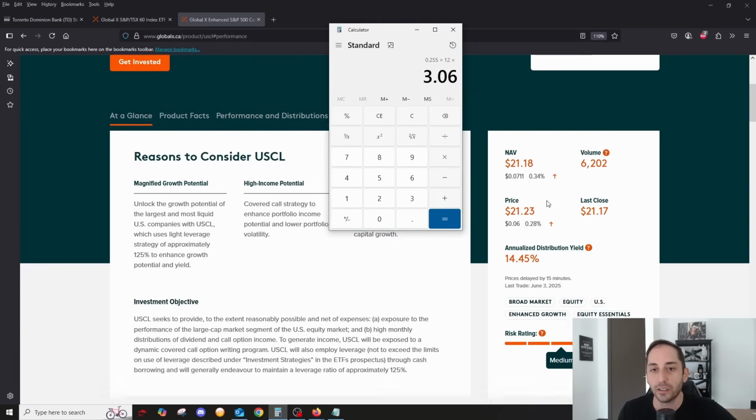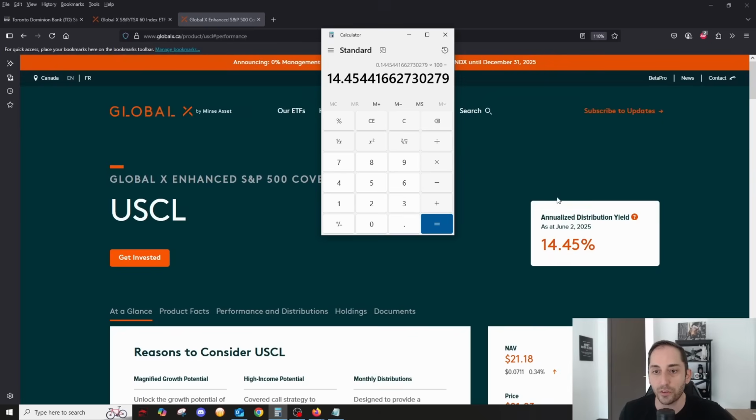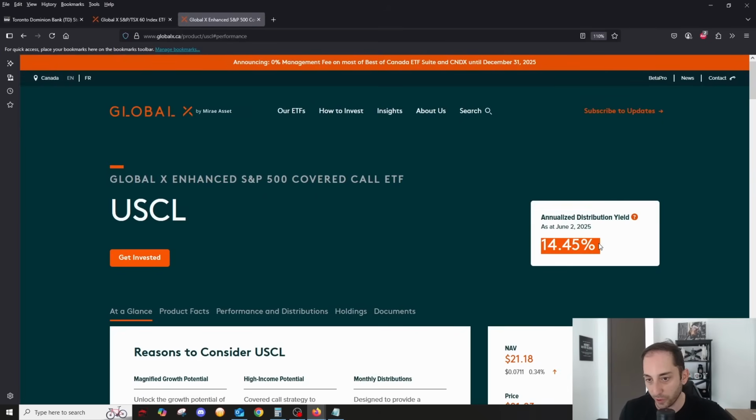And if we divide that by yesterday's closing price of 21.17, you'll see right there, times 100, 14.45, 14.45 it matches.